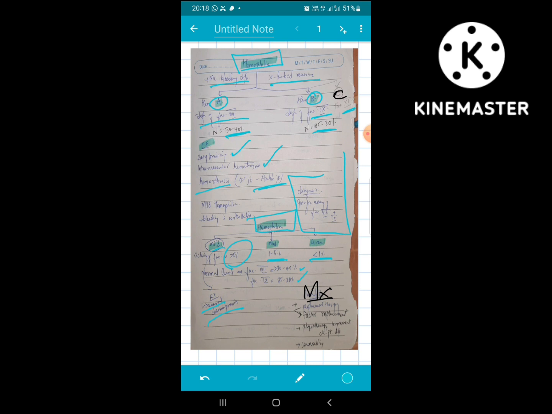It can be prevented with physiotherapy, and then counseling should be done, because the patient has to be very careful in the cases of moderate and severe hemophilia, and therefore counseling is a very important part of management.